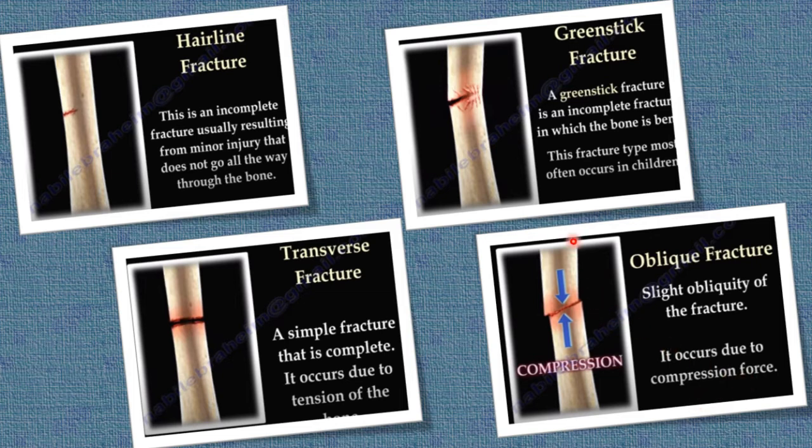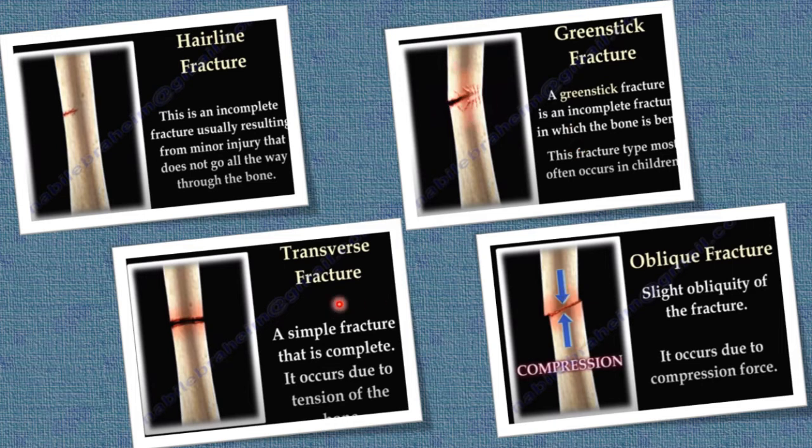Now you can see this is the green stick fracture. The green stick fracture is an incomplete fracture. This is not a complete fracture, in which the bone is bent, slightly bent. This fracture type most commonly occurs in children, mainly distal end of the tibia or fibula. So this type of green stick fracture occurs, which is incomplete and in which the bone is bent, slightly bent.